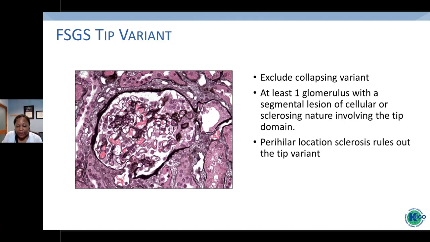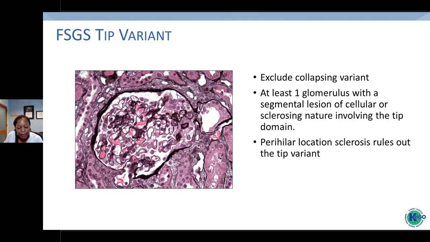The FSGS tip variant requires that the collapsing variant be excluded, and this is defined by the presence of at least one segmental lesion involving the tip domain, that is the outer 25% of the tuft next to the origin of the proximal tubule, which you can see here at around 2 o'clock. The proximal tubular pole in this instance must be identified in defining this particular glomerulus. So in some cases, the affected segment appears to herniate into the tubular lumen.